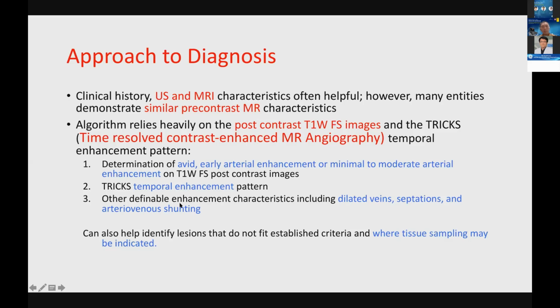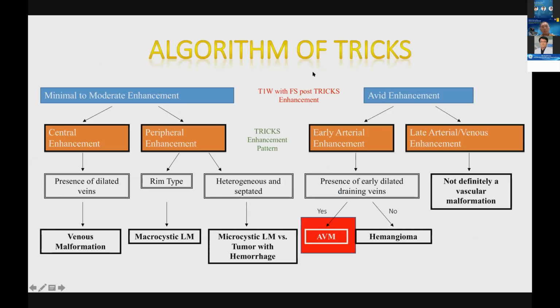Other definable enhancement characteristics include dilated veins, suspension, and arterial shunting. We can see them in time resolved contrast enhanced MR angiography. On a GE machine it is TRICKS. The algorithm of TRICKS I already presented in the previous lecture or webinar.